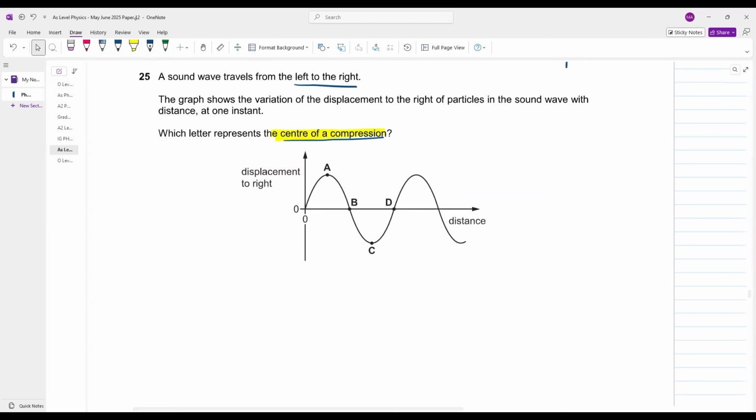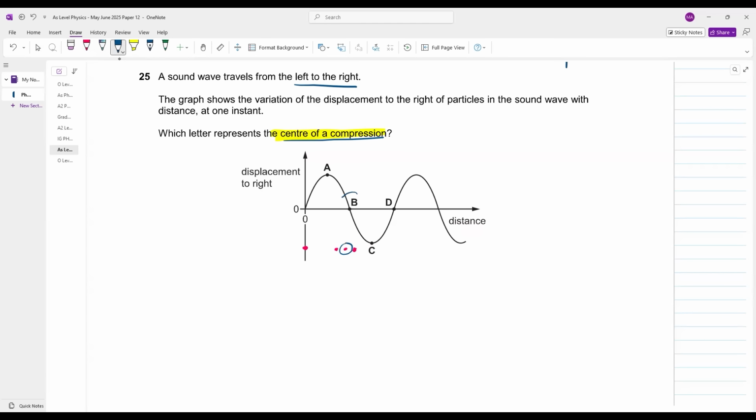So let's make the longitudinal wave. This is at zero displacement. Make a point here. This is at the maximum displacement towards the right. Let's make it here. B is at zero displacement again. C is the maximum displacement in the negative direction here. What is the center of compression?